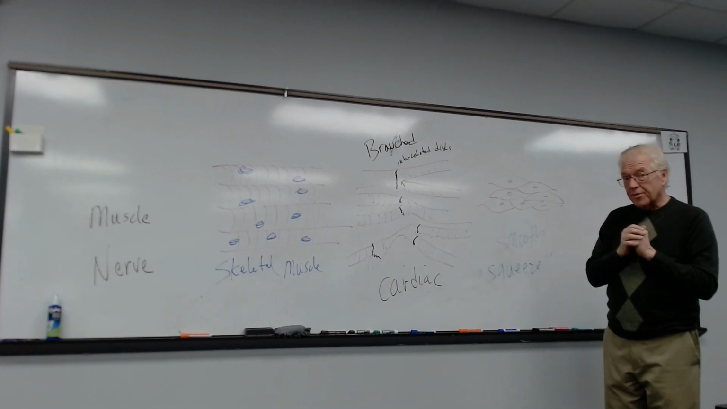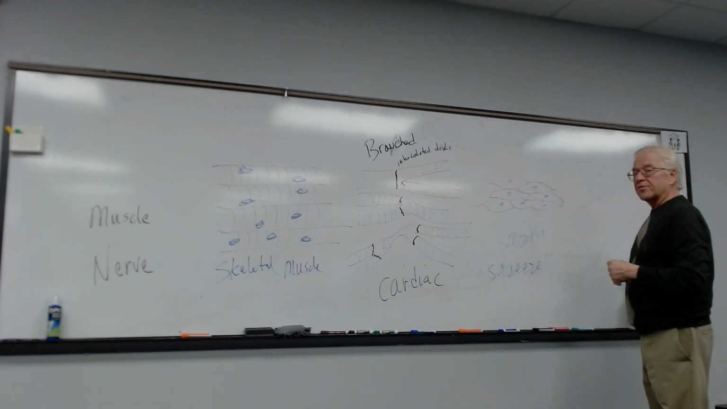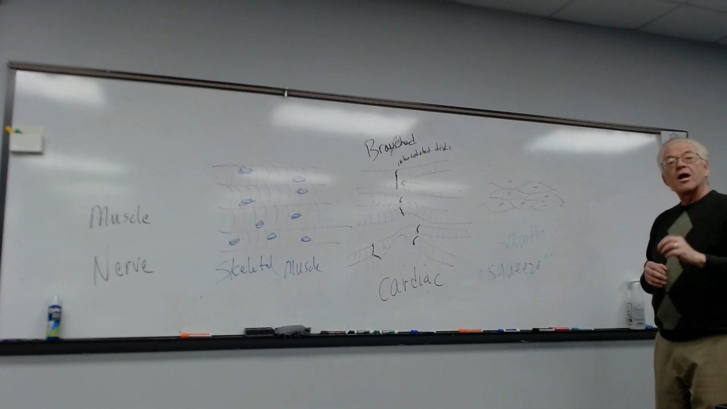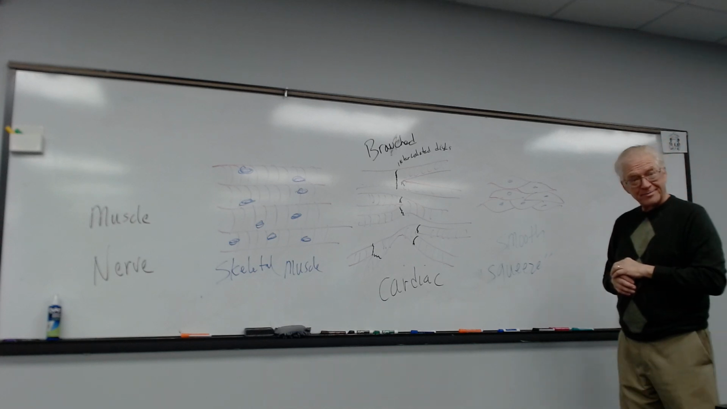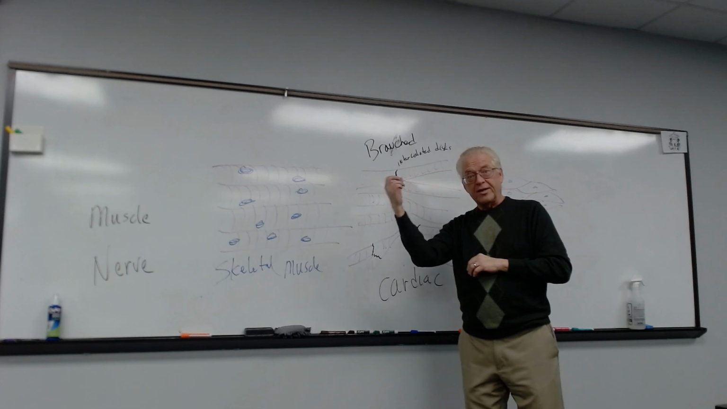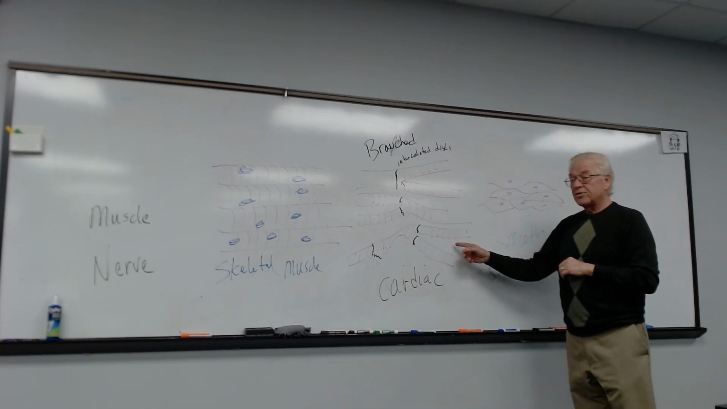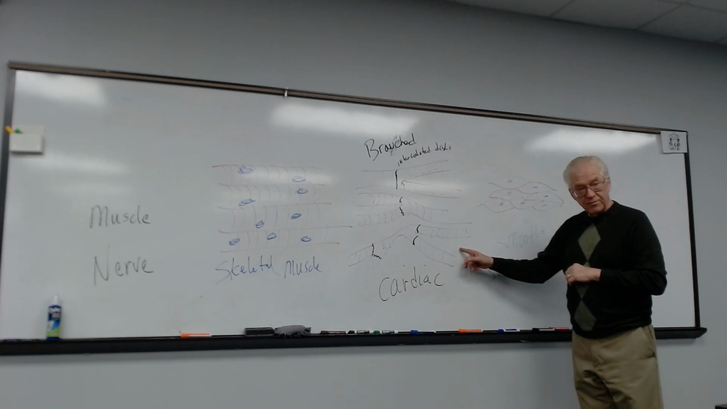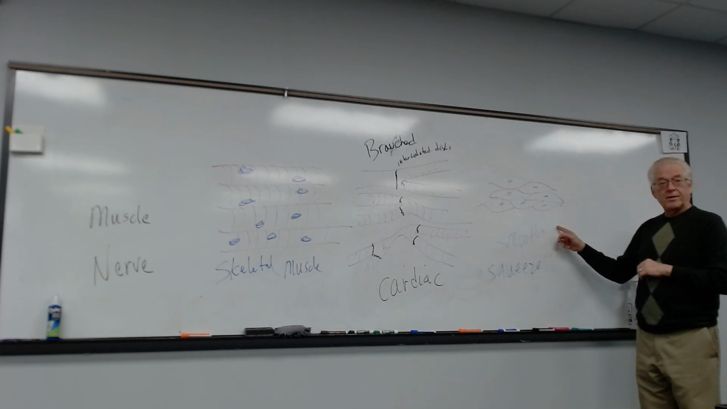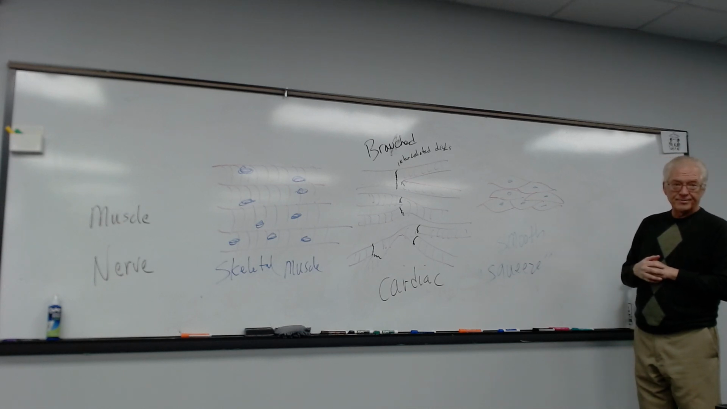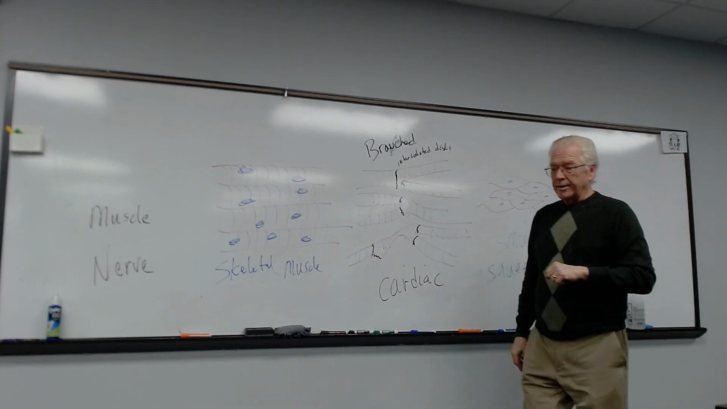All right, one more thing. Which one of these muscles is voluntary and which ones are involuntary? Skeletal muscle is voluntary. That's you can decide to do this. Got it? Can you tell your heart to speed up or slow down just by telling it? Involuntary. Can you tell your stomach or your intestines to speed up and slow down just by telling it? No. Also involuntary. Okay? All right.